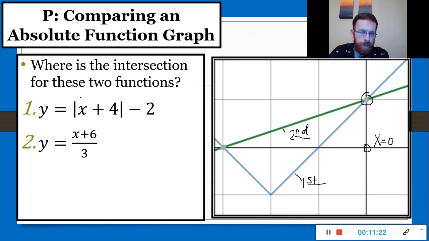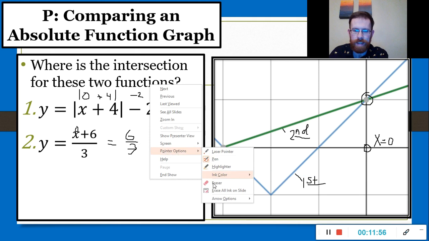Alright, if I plug in 0, what's 0 plus 4? 0 plus 4 minus 2, or obviously let's put in our absolute values. Well, that's going to be the same thing as 4 minus 2. Well, it's 2. Now if I put 0 in here, what's 0 plus 6? 6 divided by 3. Gosh, that is an ugly looking 3. That is even worse. I am going to take the time to erase that.